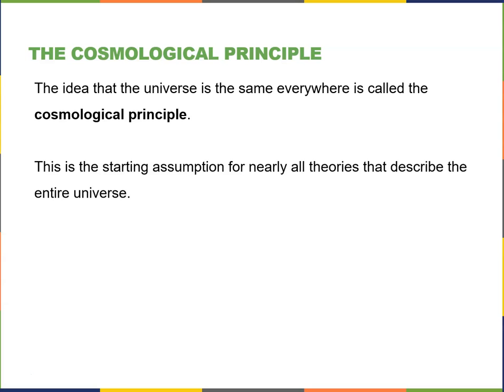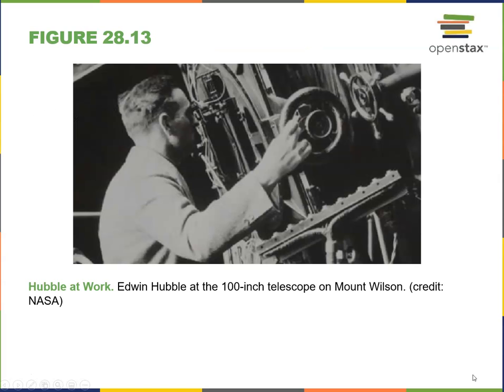This idea that Hubble introduced us to is called the cosmological principle. And this is the starting assumption for nearly all theories that describe the entire universe. Without this cosmological principle from Hubble, we could make no progress at all in studying the universe. So this is an essential principle in astronomy and astrophysics.